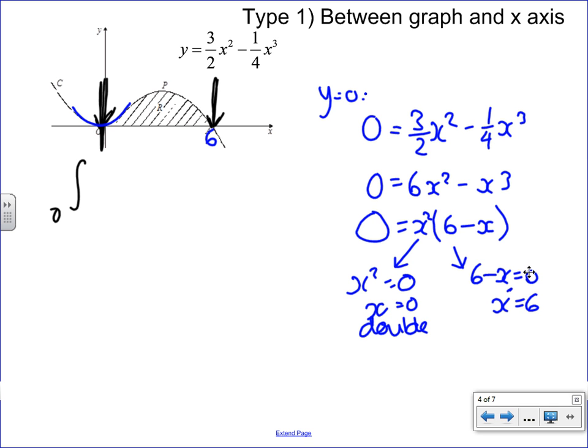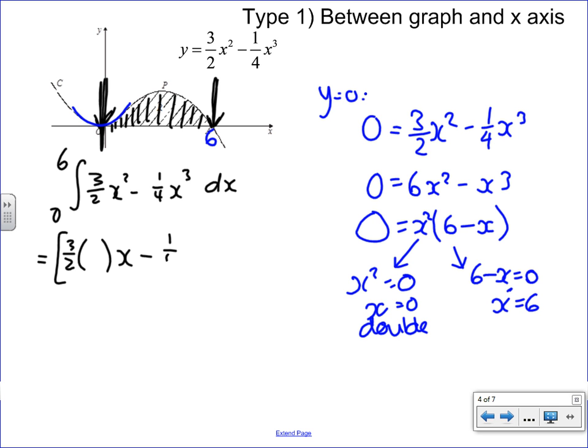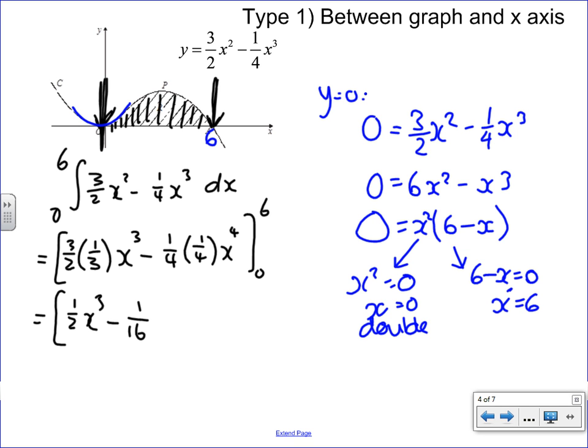Okay, so we're stopping the area at 6, and we're going to build up all of this area like this, and our function is 3 over 2 x squared minus 1 quarter x cubed. And so I will start the integral. No need for plus c, but don't forget your limits. Then I'm going to increase that 2 to a 3, stick it upside down, increase the 3 to a 4, and stick it upside down. Bit of tidying up: half x cubed minus 1 over 16 x to the 4, between 0 and 6.